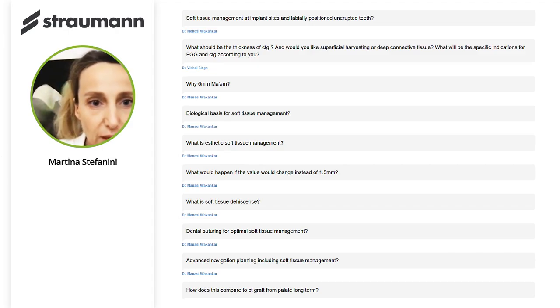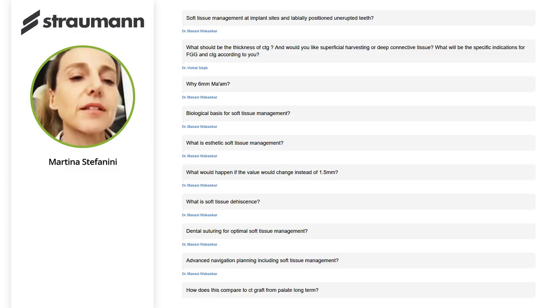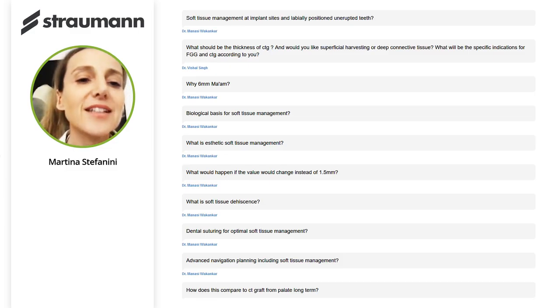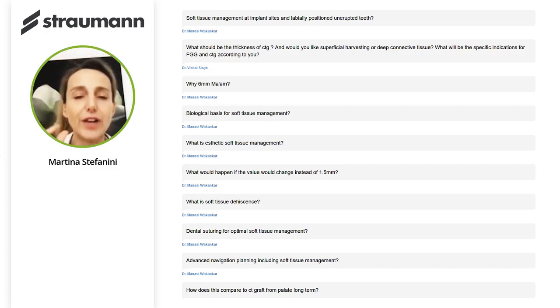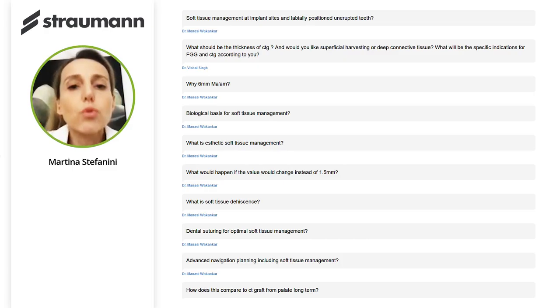The first question that I would like to address is regarding the keratinized tissue augmentation technique. Some of you ask me what would happen if the value would change instead of 1.5 millimeter thickness of the free gingival graft. The reason why I have to harvest 1.5 millimeter thickness of free gingival graft is because I need to ensure enough thickness to the free gingival graft that will remain completely exposed to survive. So it needs to be thick enough.